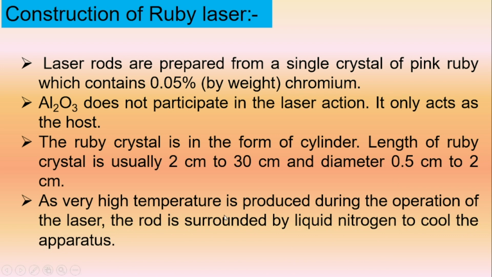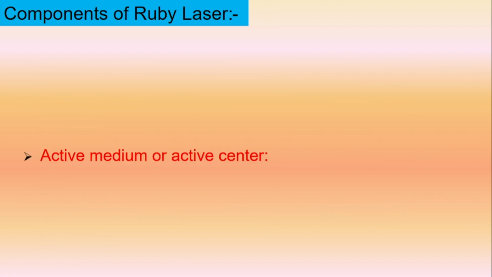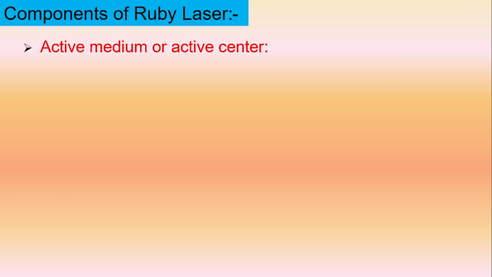As very high temperature is produced during the operation of the laser, the rod is surrounded by liquid nitrogen to cool the apparatus. Since a lot of heat is produced during the lasing action, liquid nitrogen is used as a cooling material to absorb the heat. Now let us see the components of ruby laser.